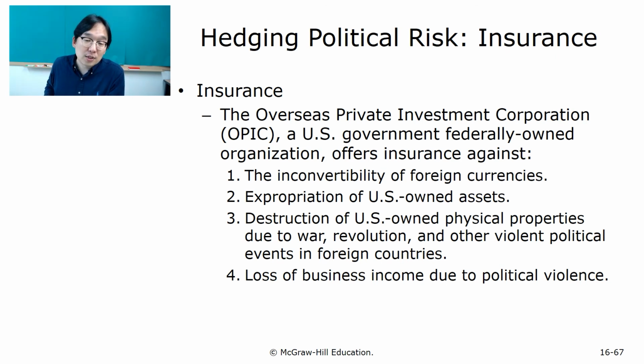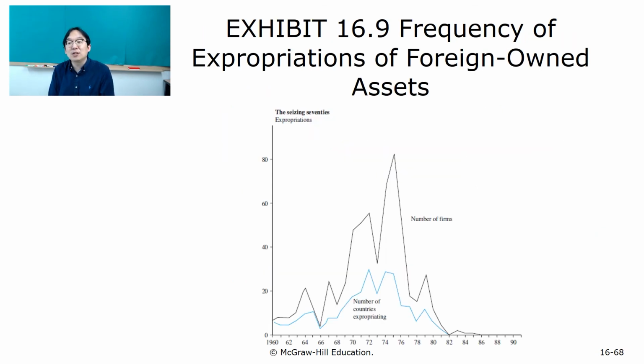And this insurance is against the inconvertibility of foreign currencies. You can just have North Korea in your mind. Inconvertibility of North Korean currency, yeah. Expropriation of the US-owned assets, oh yes. And then destruction of US-owned physical properties due to war, revolution, and other violent political events in foreign countries. And loss of business income due to political violence. Whenever this kind of thing happens, these insurance companies will repay you. And then expropriation of foreign-owned assets.